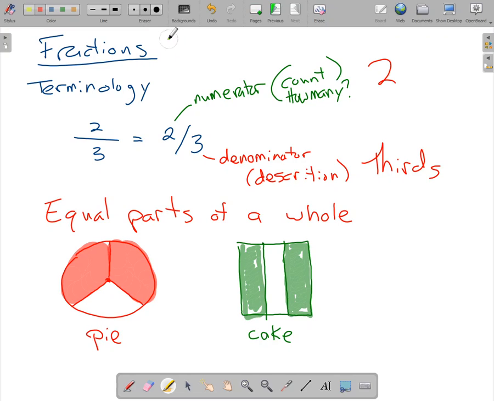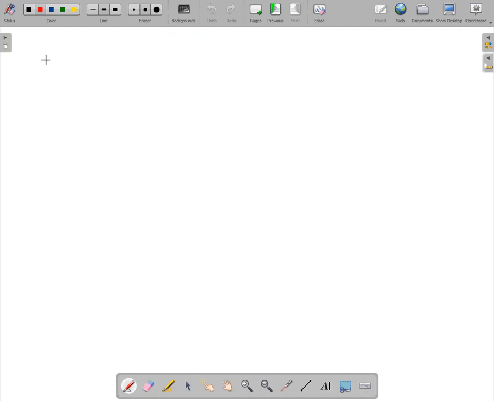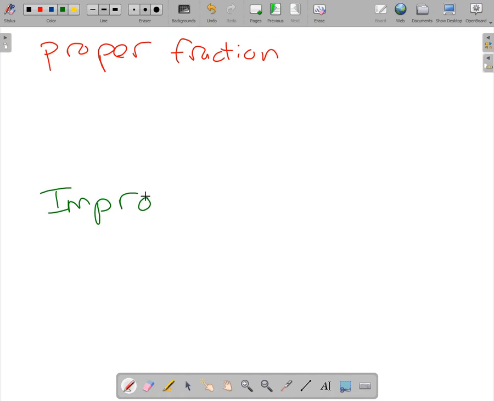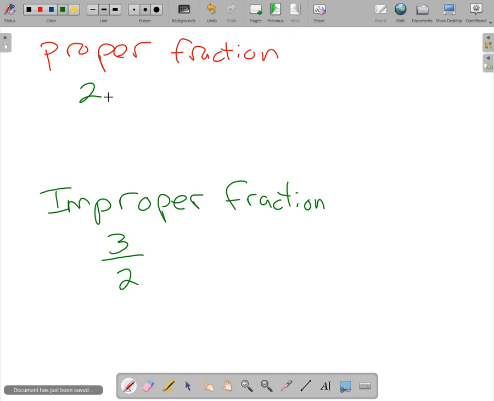Other things related to terminology. There's the idea of a proper fraction. If a fraction isn't proper, what is it? Improper, which seems like a bad thing. Like whenever my parents called me improper, I knew I was in trouble. But having improper fractions doesn't mean trouble. It's a good thing sometimes, most of the time. So can somebody give me an example of an improper fraction? 3/2 would be an improper fraction. Yep. How about a proper fraction? 2/3. 2/3, beautiful example.